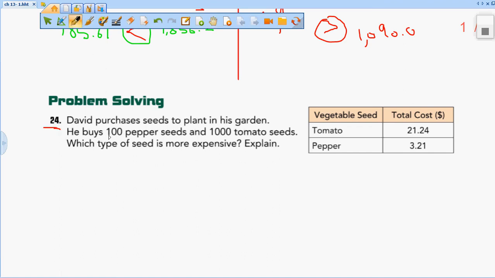Now let's go to our problem solving, question number 24 here. David purchases seeds to plant in his garden. He buys 100 pepper seeds and 1,000 tomato seeds. Which type of seed is more expensive? Explain. Look, here we have tomato and we have pepper. Now, look, he buys 100 pepper. So I have divided $3.21 by 100.